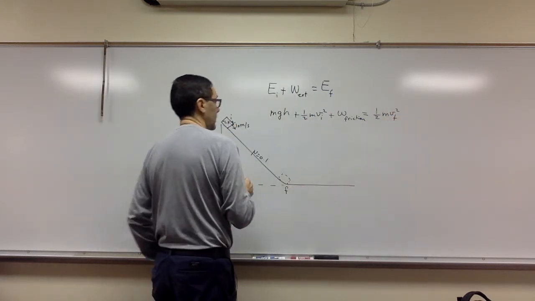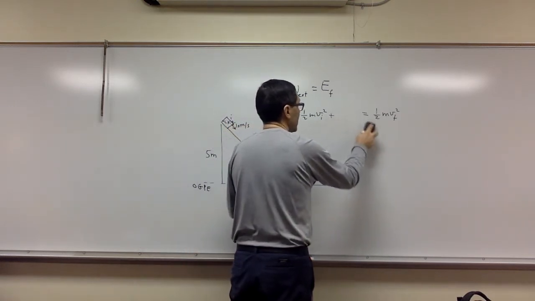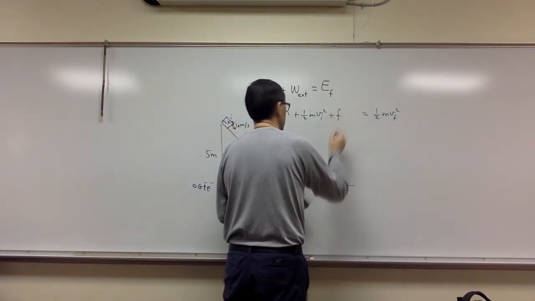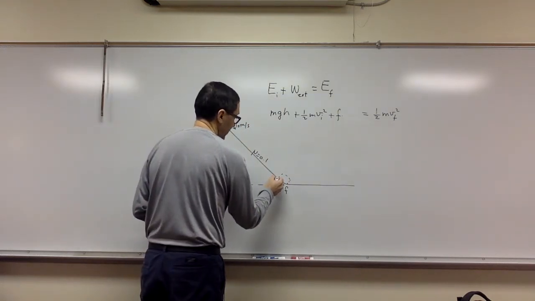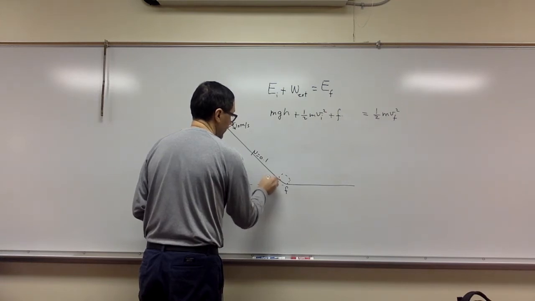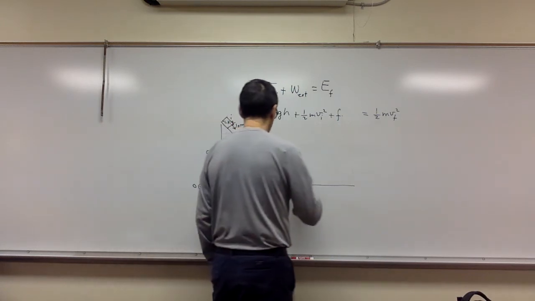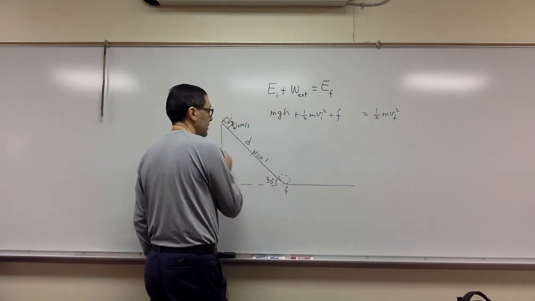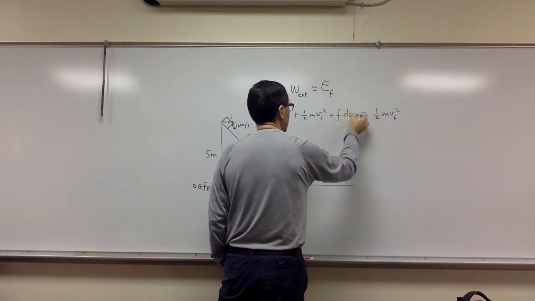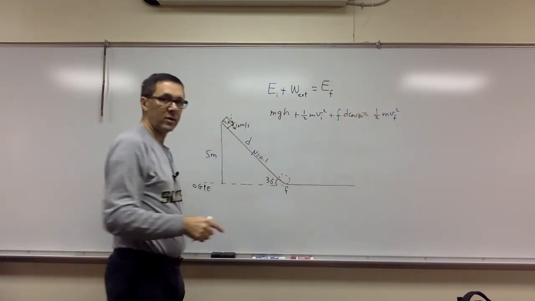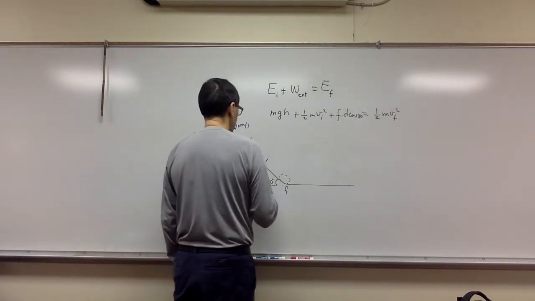Okay, so we have to figure out the work done by friction. The work done by friction is just the force of friction times this distance here. So I need to know this distance. Maybe if I give you this angle here, you can figure out that distance, the length of the ramp. So F times D here, times cosine of 180, because as the object is moving down the ramp, friction is in the other direction.